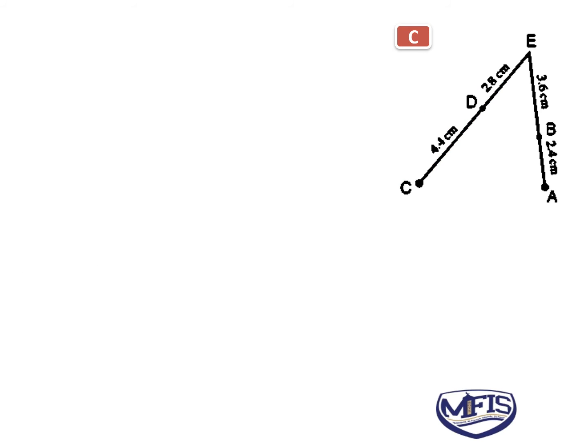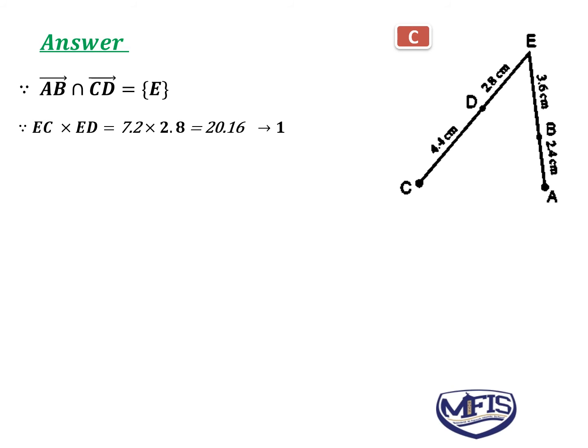Example C, we have the two lines AB and CD intersecting at the point E. Then we will find EC multiplied by ED. EC, which is 4.4 plus 2.8, which is 7.2, multiplied by ED, which is 2.8, will be 20.16. And this is number 1.